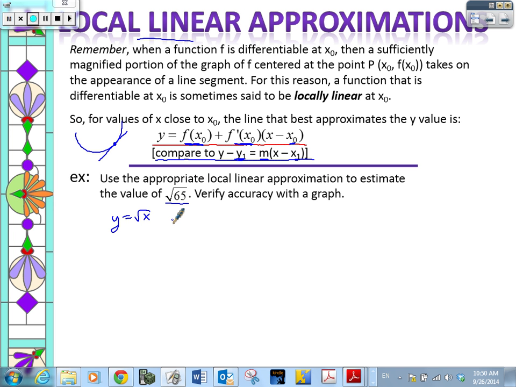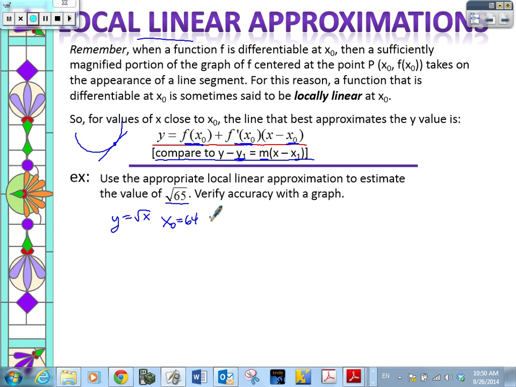Now, when we do our tangent line, we want it to come out nicely. Otherwise, why use this technique? I don't want to try to figure out what the square root of 7 is. That just doesn't make any sense. So when we choose our x naught, we need to choose one that's close to 65, but that's very doable, that we can really work with, and it's not going to be difficult. 64, so that's what we should do. We should choose our x naught to be 64.